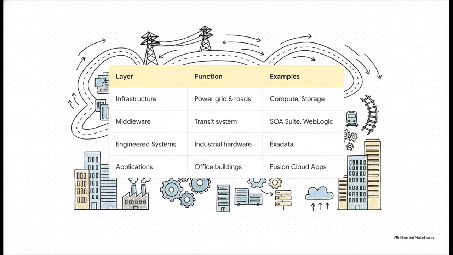Just above that, you've got middleware. This acts like the transit system connecting everything together, utilizing tools like identity management and WebLogic. Then we have engineered systems, which is the heavy industrial hardware of our city. Think of the Exadata database machine here. And finally, sitting right at the very top are the applications. These are the specialized office buildings where end users actually do their daily work, like Fusion Cloud apps.